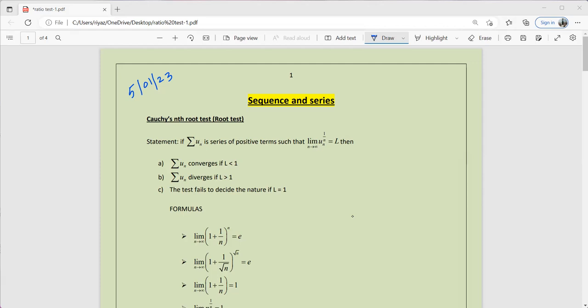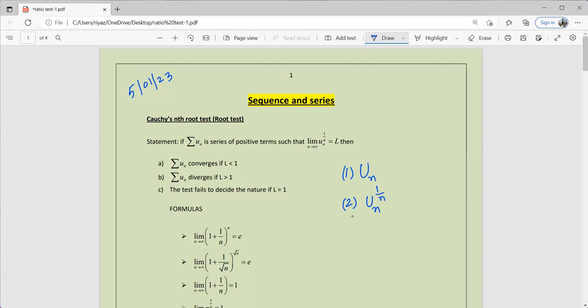There are only three steps in this Cauchy's root test. Step number one: the nth term of the given series, we have to write it. If it is not given, we have to find it out. Step number two: we have to take the nth root of this un value.